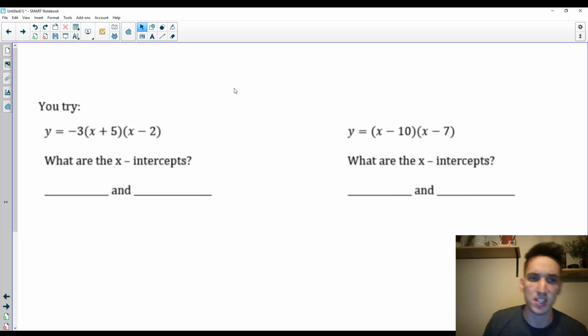Let's try a couple of examples out on our own. So I've given you two quadratic functions in intercept form. I want you to go ahead and pause the video and try these out on your own.